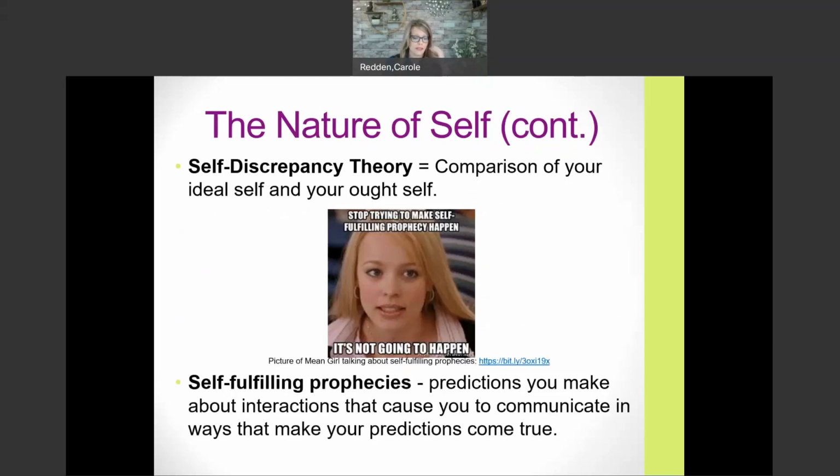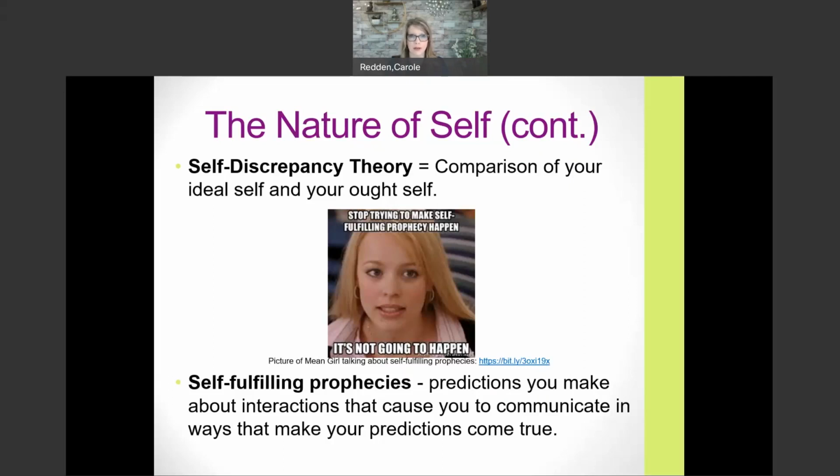I think some of these next concepts are fun or interesting to think about, but also should come up at later times in life. Most people are aware of what these terms mean. So the first, when we talk more about the nature of self, we're looking at a new slide, and the first term is the self-discrepancy theory. That's when you compare the person you think you are and the person you think you're supposed to be.